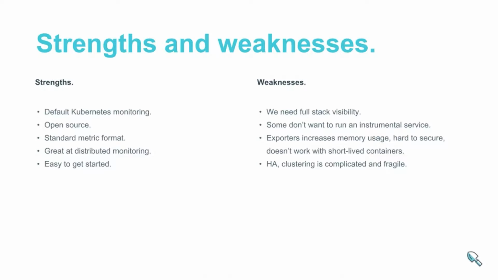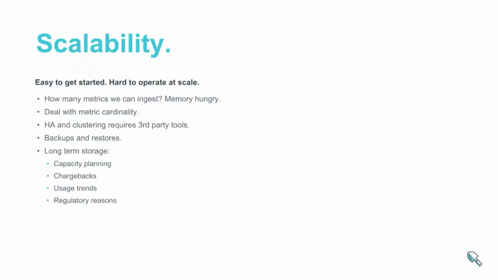Also, another limitation or weakness is that exporters sometimes, if you have a lot of them, increase the memory usage. And for example, they don't work with short-lived containers like functions as a service. Last but not least, high availability clustering. Those are very big challenges of Prometheus. Let me jump directly into scalability.